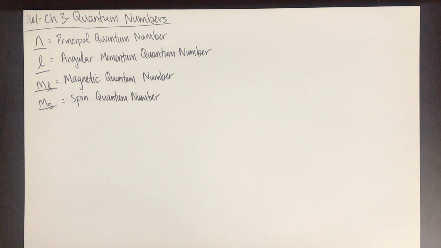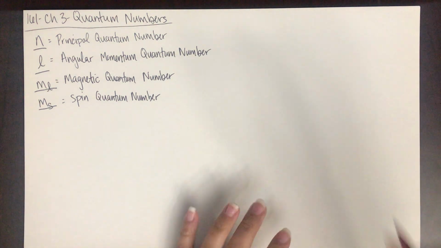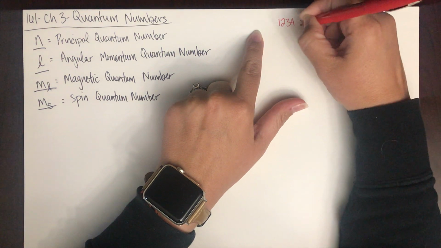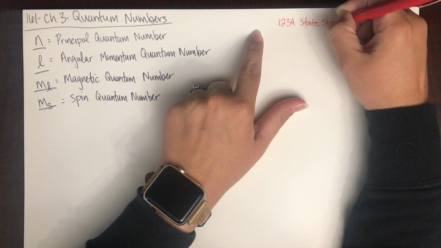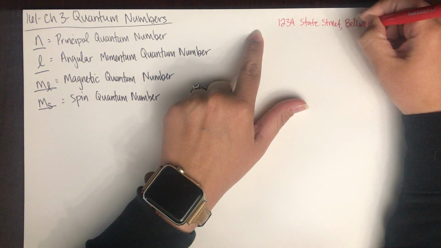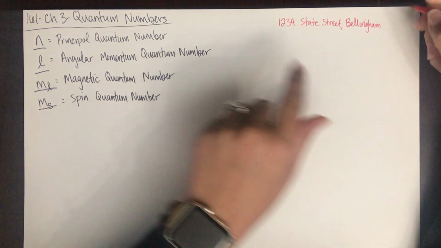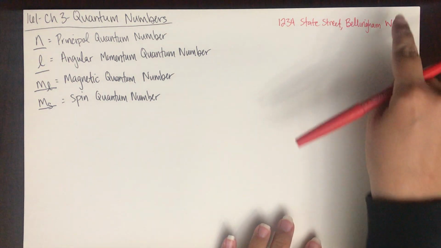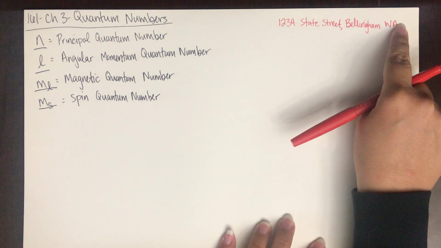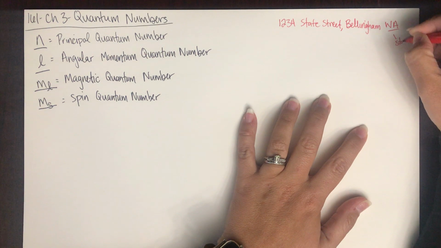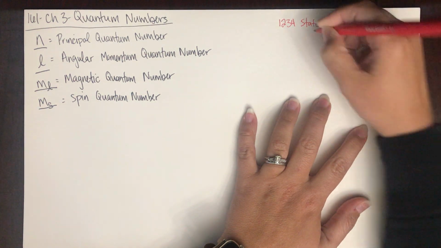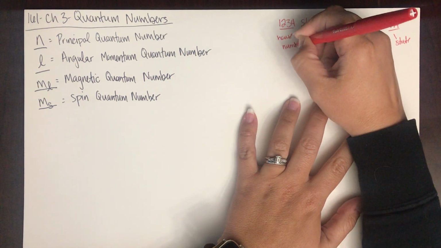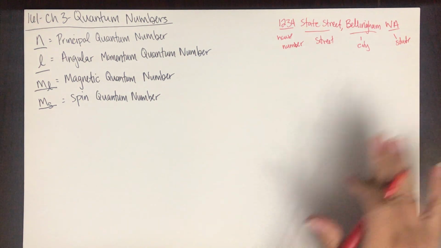So let me just give you my home address example. Let's say somebody's home address is 1234 State Street, Bellingham, Washington. That is their address. So there's four pieces of information here. There's the state, there's the city, street, and then the house number.